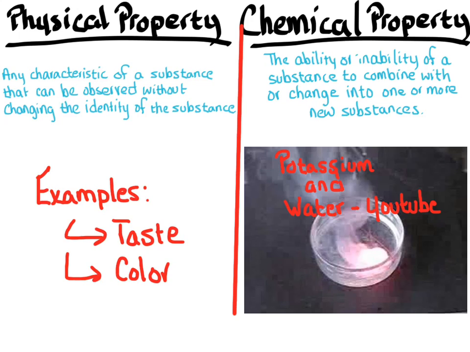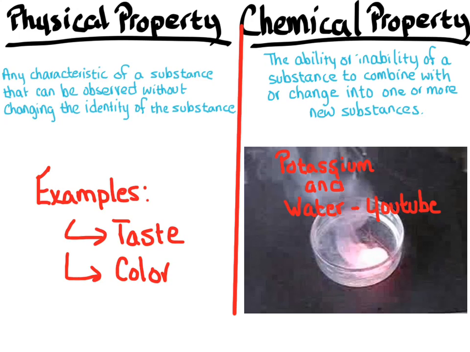Remember that a physical property, and we covered this in the last chapter, is any characteristic of a substance that can be observed without changing the identity of the substance. Examples of that are taste and color. Both of these are physical properties, and there are no changes in terms of the substance and what it's made of. In order for us to determine those physical properties, no changes occur.